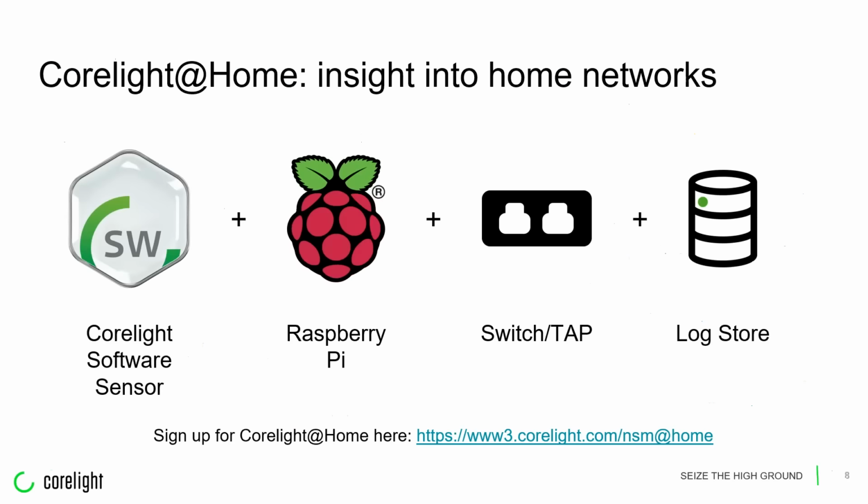So we scrambled around and put together the idea for Corelight at Home, where we have the software sensor, which is, rather than being a physical appliance or an AMI in the case of Amazon Web Services, it's now essentially just a Linux app, and it can run on just about anything that runs Linuxy sorts of operating systems. And the Raspberry Pi was getting a lot of buzz these days, so we put together a program to make this easy to use at home.